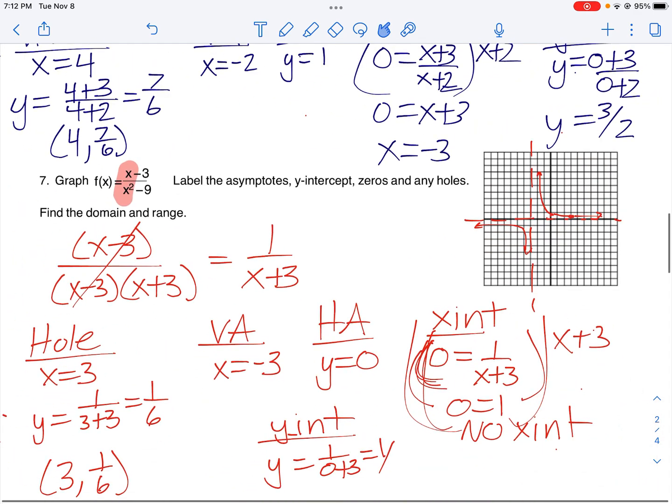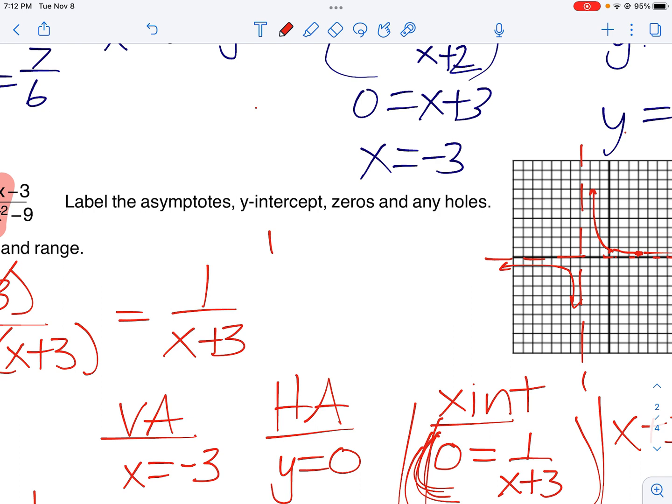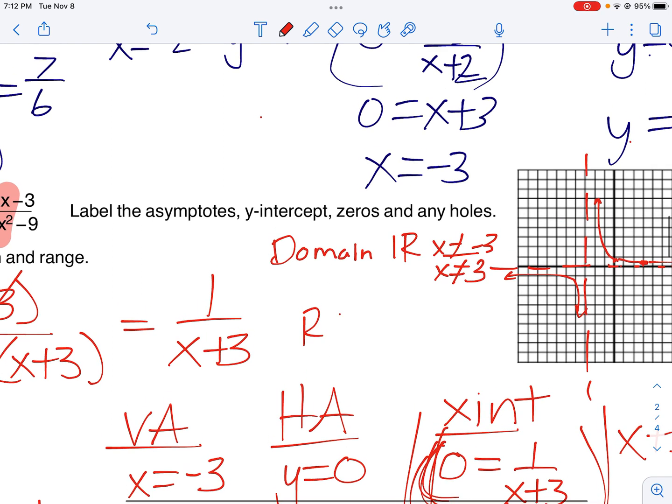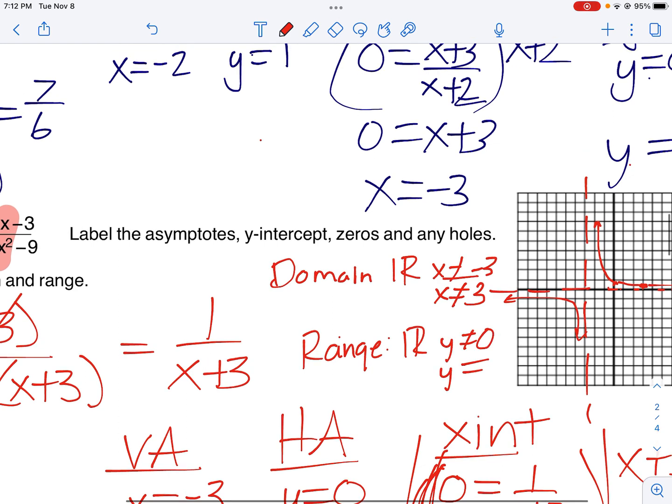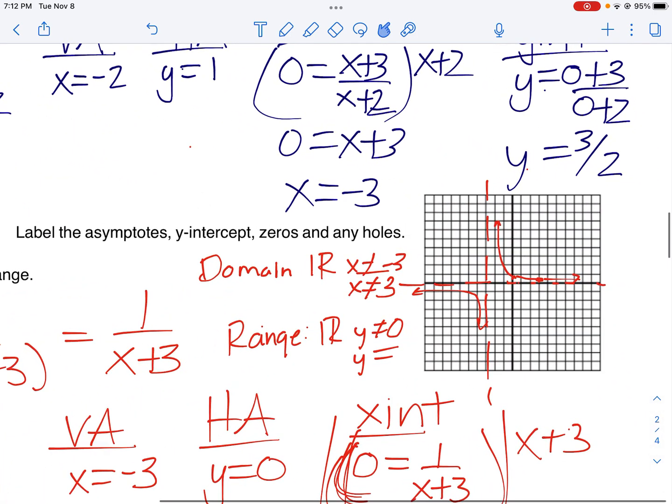All right, so does this one say domain and range? So our domain, again, would be all reals, except x cannot be -3. And we said our hole was at 3, so it can't be +3. And then our range, again, was all reals, except it can't be 0. And then at our hole, there's nothing at that height either, which is 1/6.